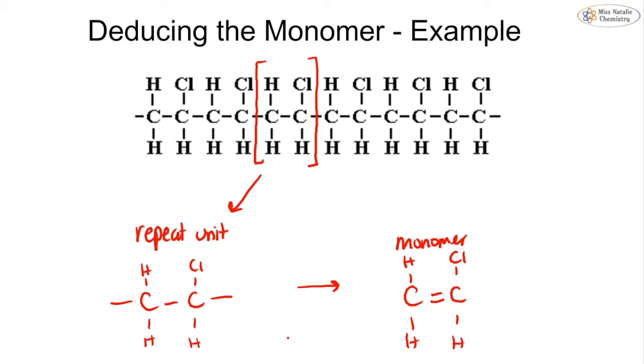just like that. So that's a structure you've never seen before, and now you can draw out the monomer. You're not asked to name it. That is not a requirement. It is simply, can you pick it out from this structure?